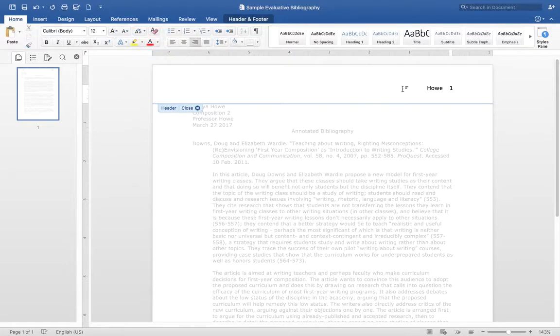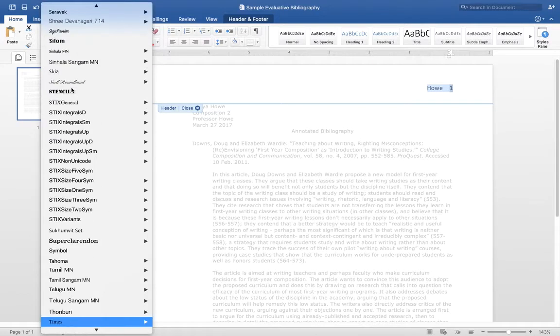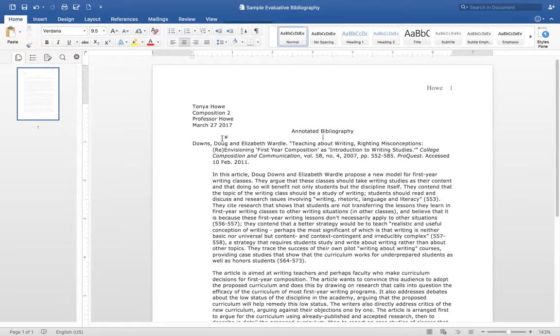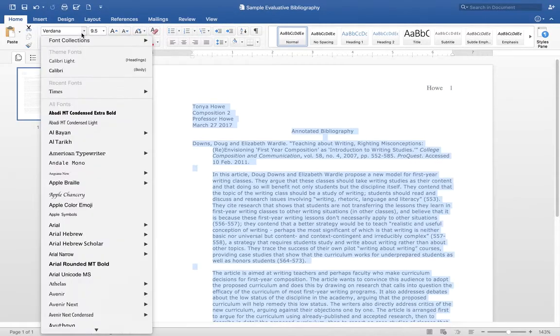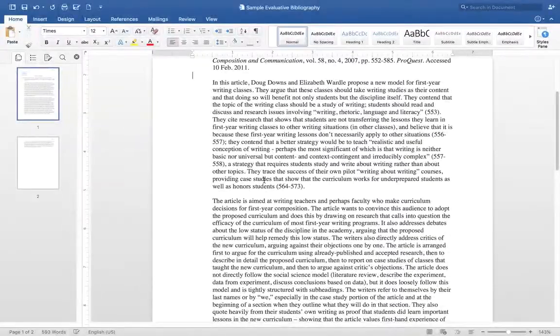Make sure that it is in the same font face, okay? It should be Times New Roman. Everything should be Times New Roman. Okay, 12-point font, same thing down here. Okay. So that's what it should look like.